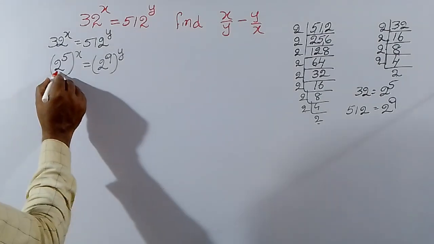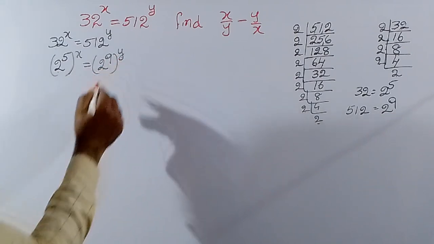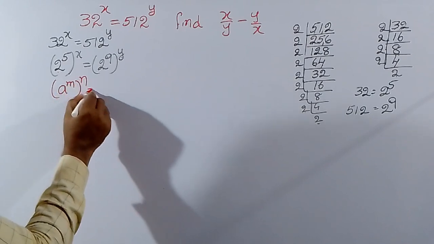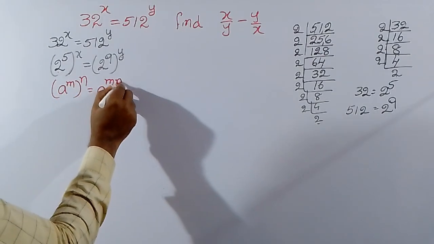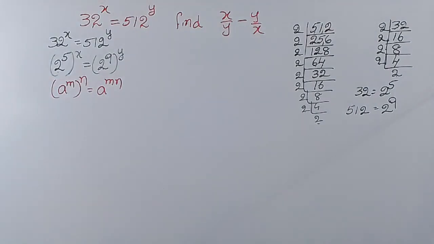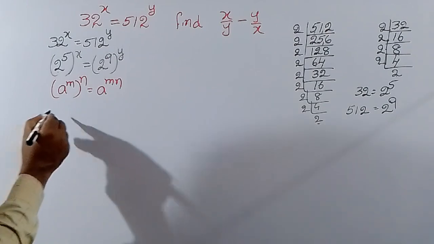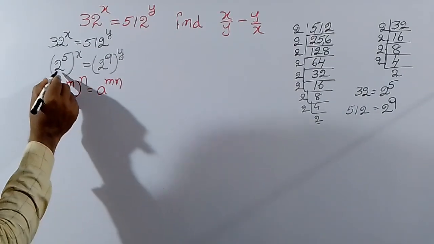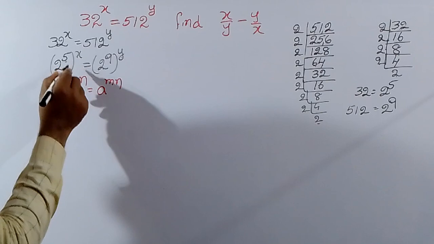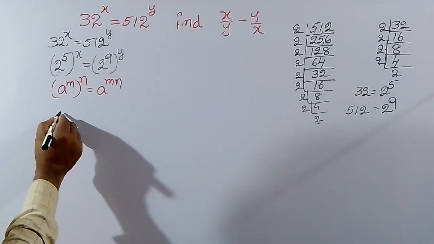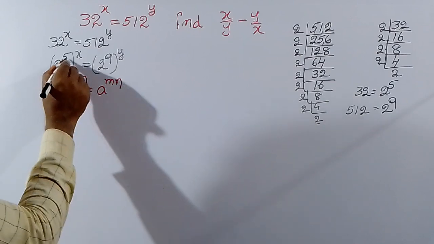Now both 2 power 5 whole power x and 2 power 9 whole power y are in the form of a power m whole power n. So that is equal to a power m into n. A power m whole power n is equal to a power m into n. So by using this formula, how can you write 2 power 5 whole power x? A means 2, m means 5 and n means x. So it can be written as a power m into n, that means 2 power 5 into x.